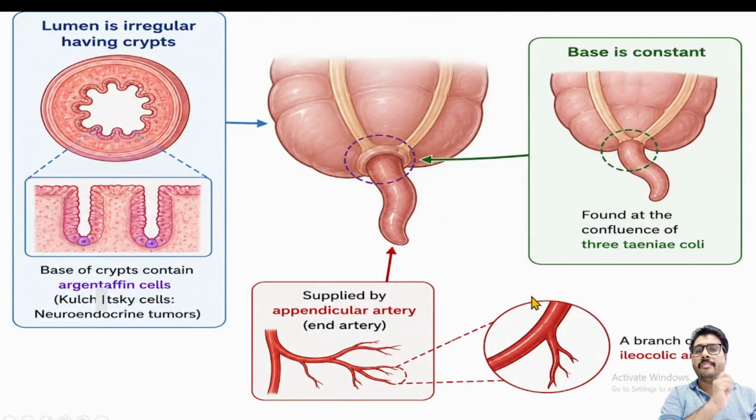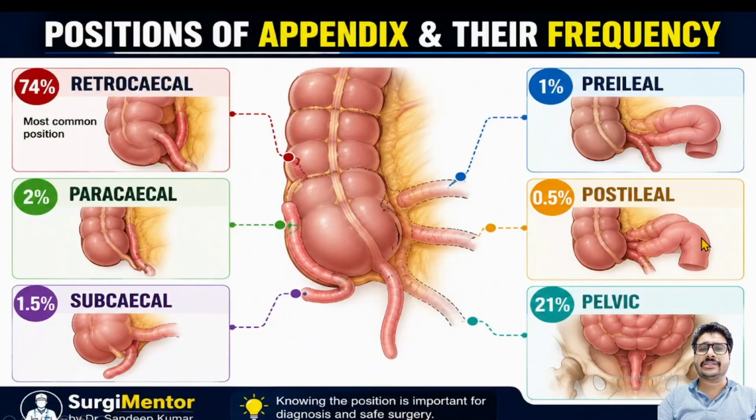Okay, one more important thing is that the base of the appendix is always constant. So it is present at the confluence of the three taenia coli. So if the base is constant, how do we define that the appendix is pelvic, retrocecal and so on? It is defined on the basis of the presence of the tip of the appendix. So where is the tip present? We will say that is the location of the appendix. So the most common is retrocecal, after that it is pelvic, then paracecal, then subcecal, then pre-ileal, post-ileal.